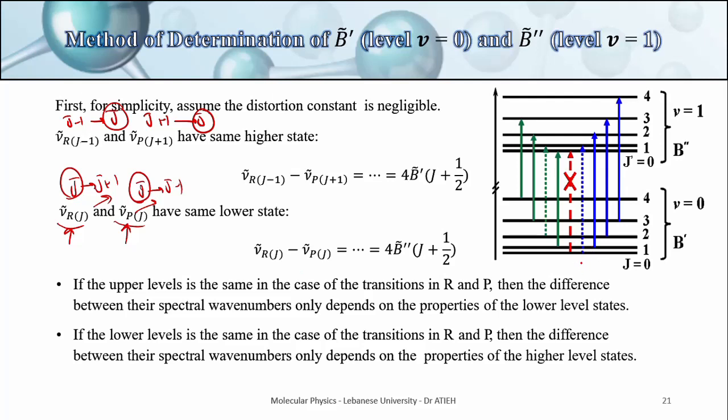Let's take two lines that start from the same level, this one and this one. This starts from 1 and ends up at 2, and this starts from 1 and ends up at 0. So if I subtract them, I will get a value equal to 4B double prime (J plus half). This transition corresponds to the spectral line R1, and this transition here corresponds to the spectral line P1. So ν̄ of R1 minus ν̄ of P1 is equal to 4B double prime (1 plus half), where J is the level of the lower state.